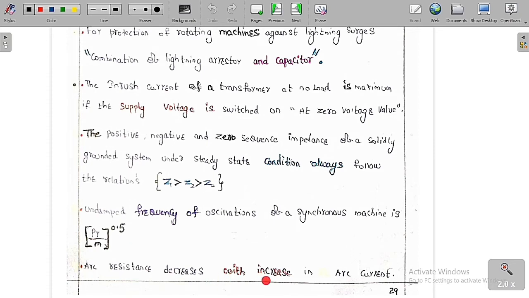Arc resistance decreases with increase in arc current. I've already told you here, if the arc current increases, it means the resistance must decrease, because both are inversely proportional. The arc current will only increase whenever the arc resistance decreases. You can easily visualize this. Therefore, whenever the arc current increases, we can say that the arc resistance decreases.